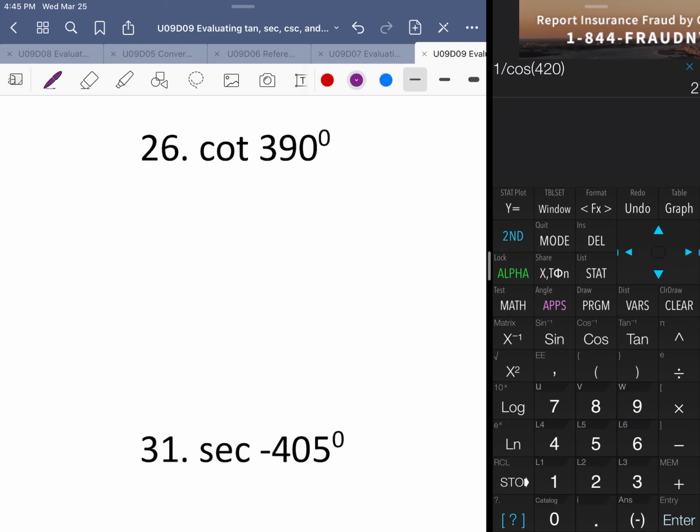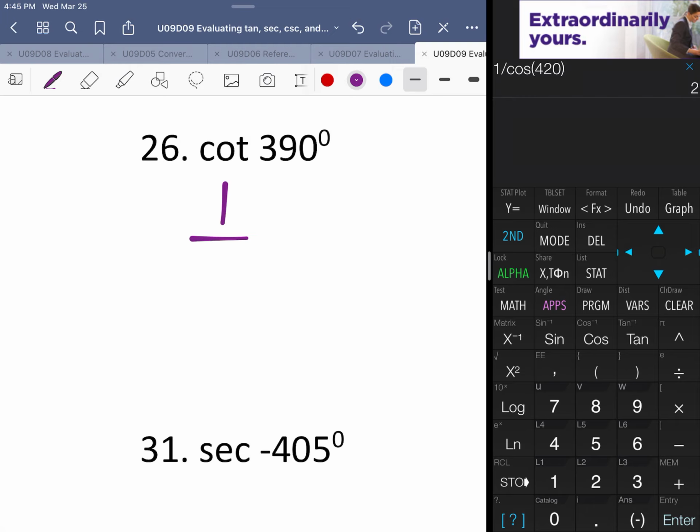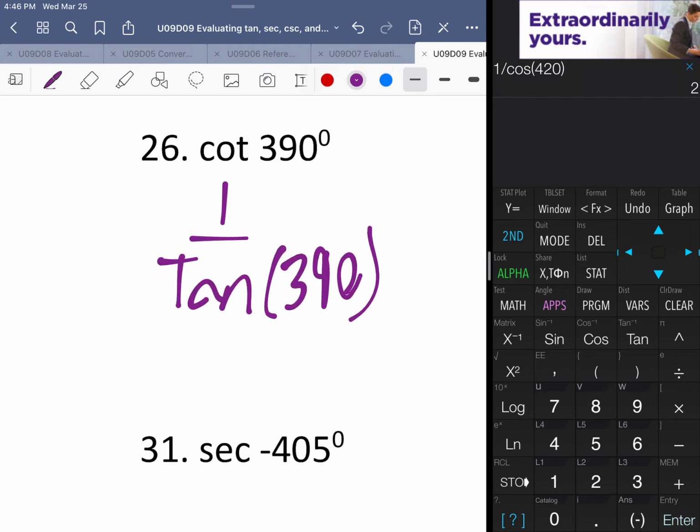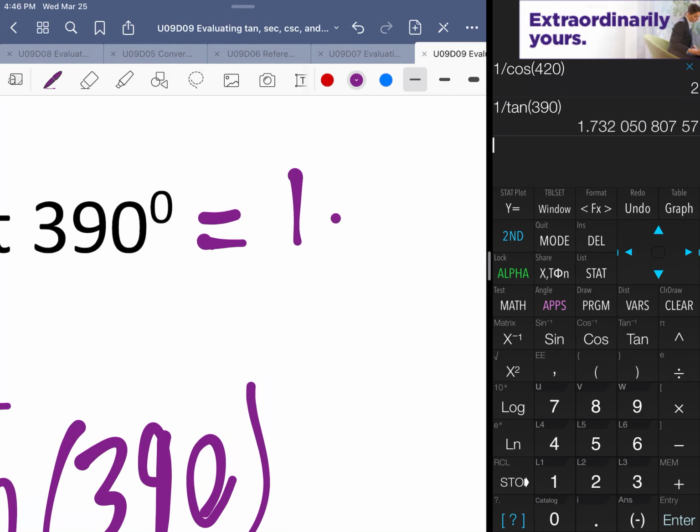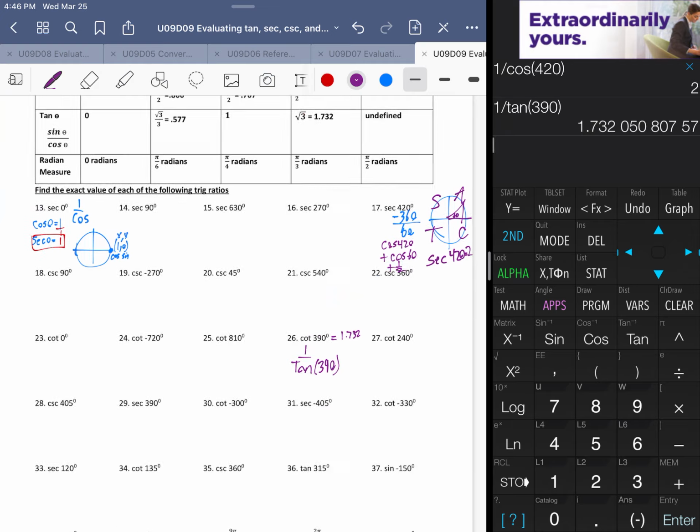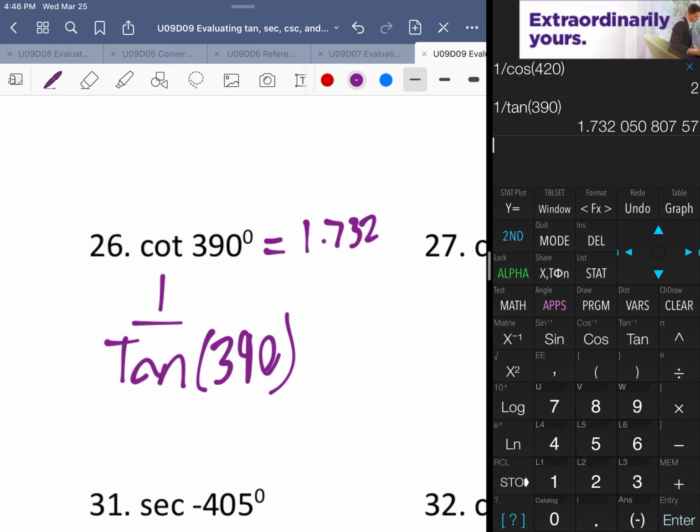Let's just do one more. Actually, let's do cotangent of 390. So I know that's 1 over tangent of 390 on my calculator. 1 divided by tangent of 390 is equal to 1.732, which, according to the list of values, is radical 3.